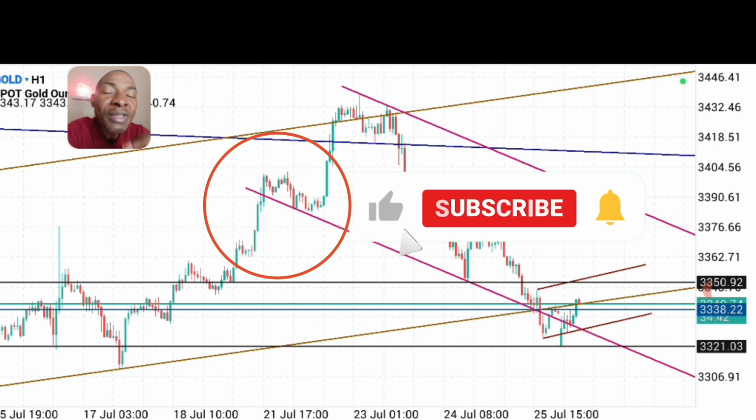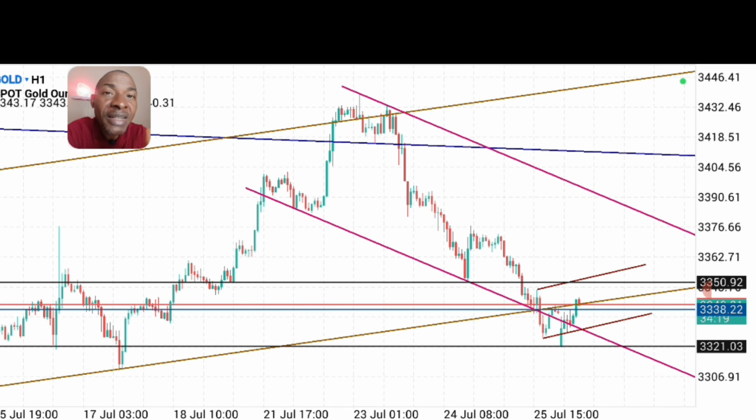So you need to understand how the market works. If you're able to identify imbalances and liquidity in the market, draw your channels, and identify your key levels, these are the things that will help you in trading price action like a pro.